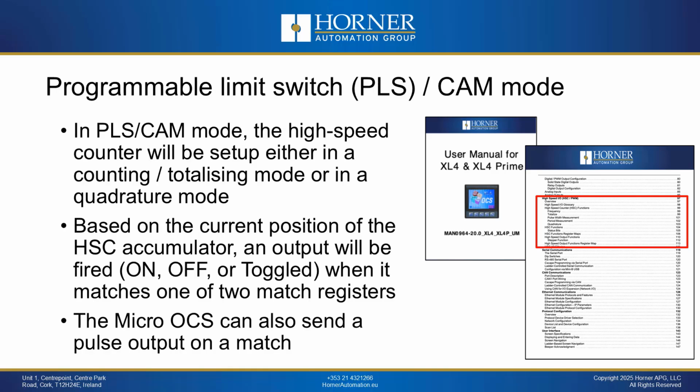Now let's start with the programmable limit switch, or the CAM mode, where we are firing a high-speed output based on a high-speed counter position. That is effectively what we are doing here. So the high-speed counter might be set up for a quadrature encoder.